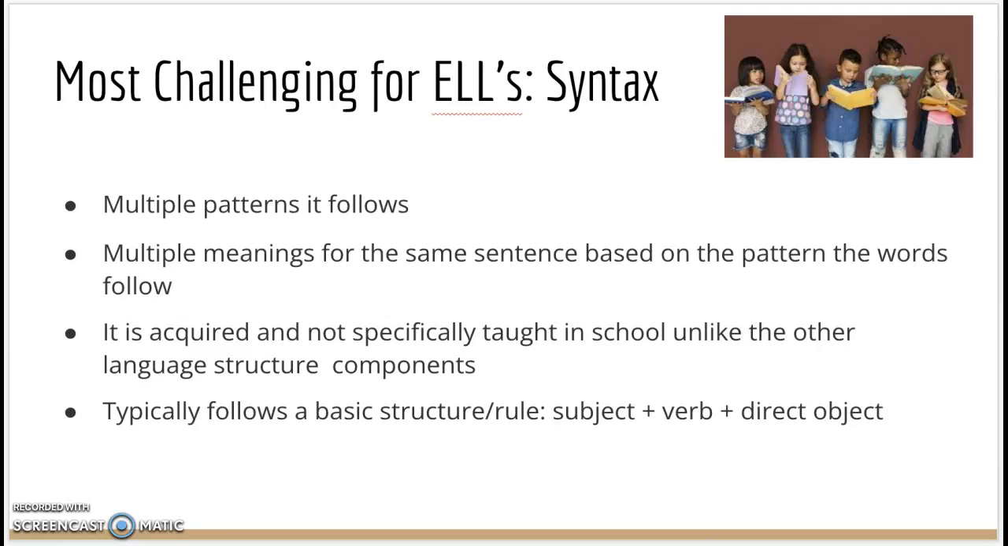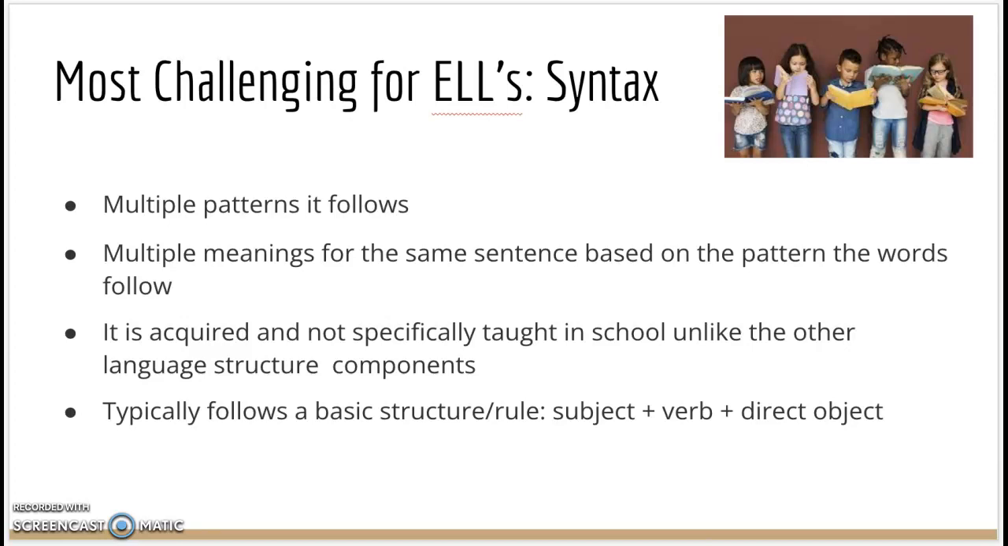And it's also not specifically taught in schools, unlike the other language structure components, like pragmatics and phonology and morphology. Those are all more specifically taught in a school, and syntax is something that is acquired through learning the language, using the language, knowing the language. But typically it can follow a basic structure, which would be a subject, verb, and direct object.